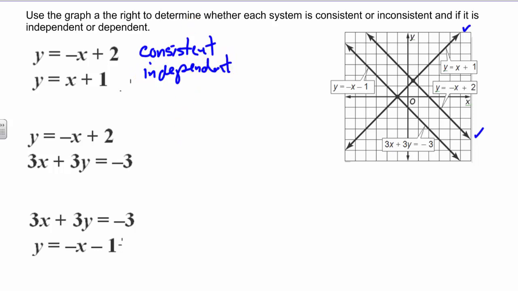Next, we'll take a look at negative x plus 2, so we'll use green this time, and 3x plus 3y equals negative 3. Now if we look at these, they appear to be parallel and never intersecting. We could probably find the slope: go down 1 over 1. This guy goes down 1 over 1. So they are parallel lines because they both have slopes of negative 1. This means since there's no solution, they're inconsistent.